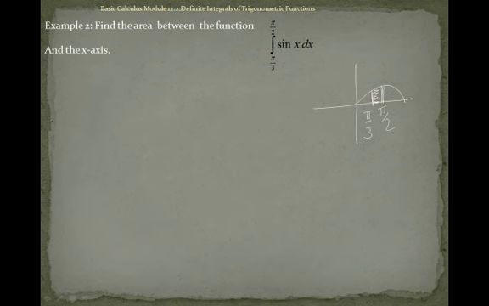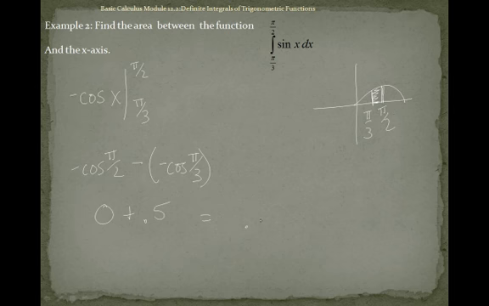So if we take the integral of this function, we're going to end up with negative cosine of x, and that is going to be between pi over 2 and pi over 3. And so that would be negative cosine of pi over 2 minus a negative cosine of pi over 3. And that's going to give us 0, and then the 2 minus will give us plus, and we've got 0.5, so that would give us around 0.5 for the area.